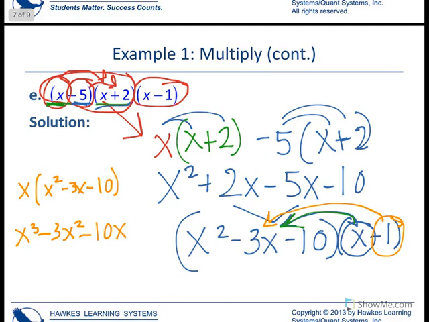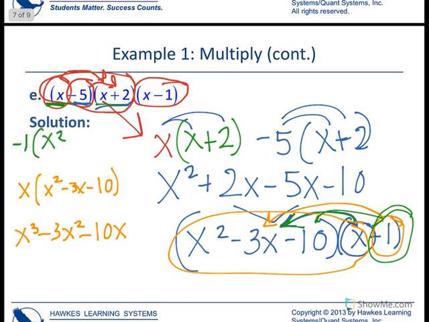Okay, so that part's done. So I already just did this part. Now I got to take the negative 1 and multiply it by all of this. So I'm going to come over here and do that. So negative 1, and then I have x squared minus 3x minus 10, and then I'm going to distribute that. When I distribute that, that's going to give me a negative x squared, a positive 3x, and a positive 10.